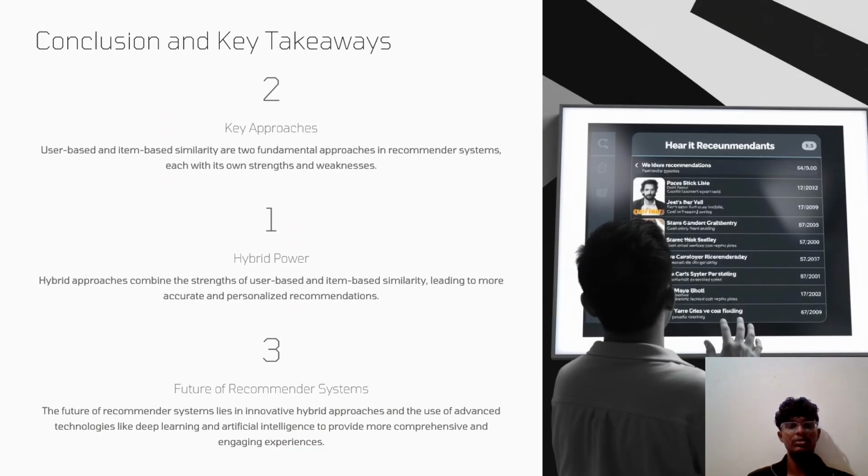And we have come to the conclusion and key takeaways. Key approaches. User-based and item-based similarities are two fundamental approaches in recommender systems, each with its own strengths and weaknesses. Hybrid power. Hybrid approaches combine the strengths of user-based and item-based similarity, leading to more accurate and personalized recommendations.